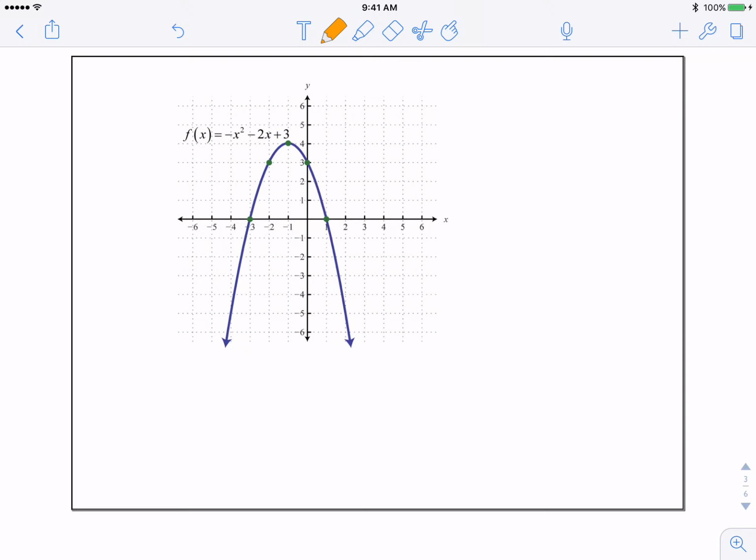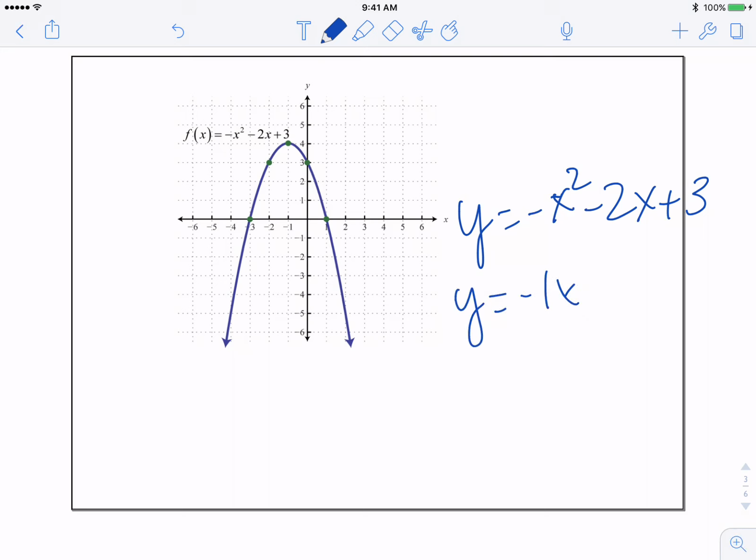Now in this example, I have an equation of y equals negative x squared minus 2x plus 3. I can also rewrite this as y equals negative 1x squared minus 2x plus 3, because if I have a negative sign in front of something, it's actually saying negative 1 times that something. So in this example, we have an a value of negative 1, so that's why my parabola is opening down, and I have this maximum value right here at this point. So this is my maximum, and it is also my vertex point of the parabola.